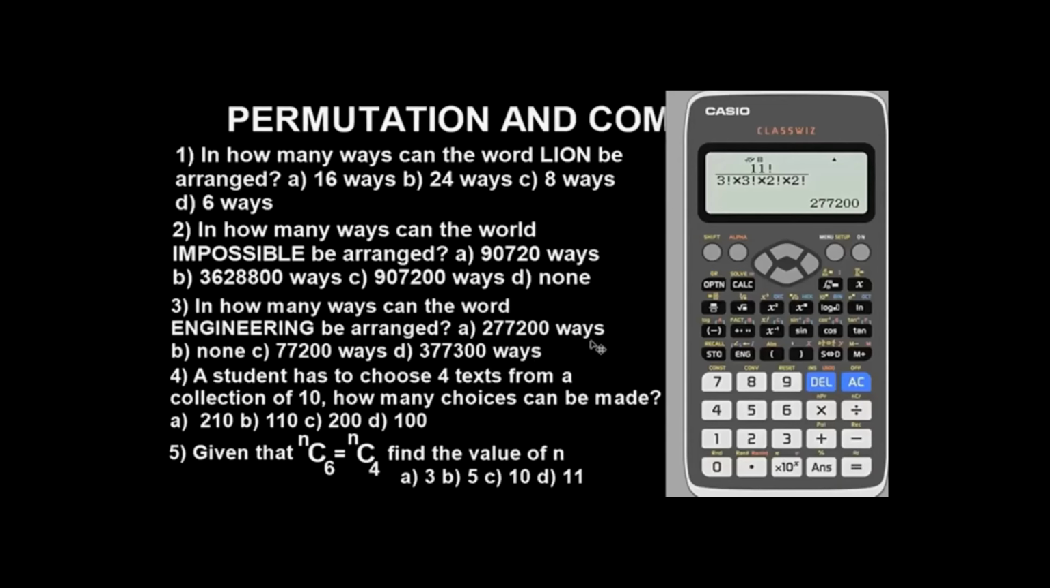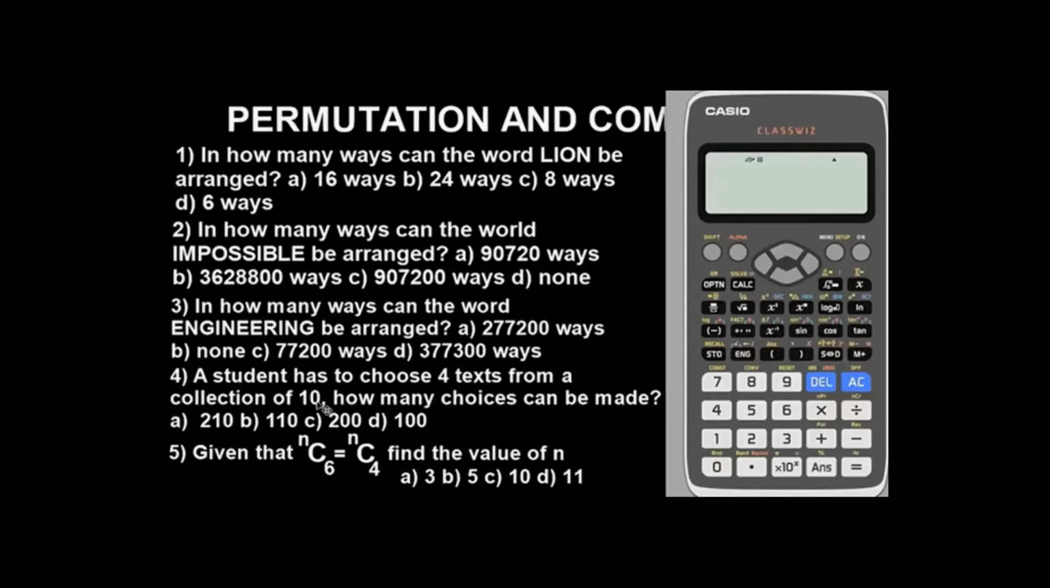So guys, it's as simple as that. Question 4 says a student has to choose 4 tests from a collection of 10. How many choices can be made? So guys, this is combination. Unlike permutation, in the case of combination, you don't use the factorial method to do it.